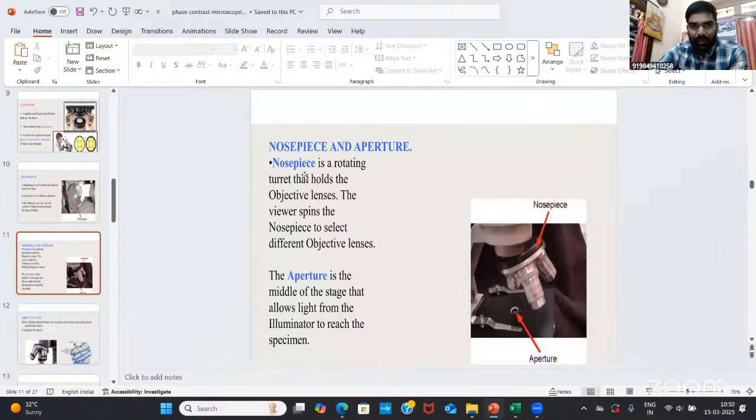Nose piece and aperture. Here, this is the nose piece, and here is the aperture. The nose piece is a rotating turret that holds the objective lenses. The viewer spins the nose piece to select different objective lenses. The aperture is the opening in the middle of the stage that allows the light from the illuminator to reach the specimen.